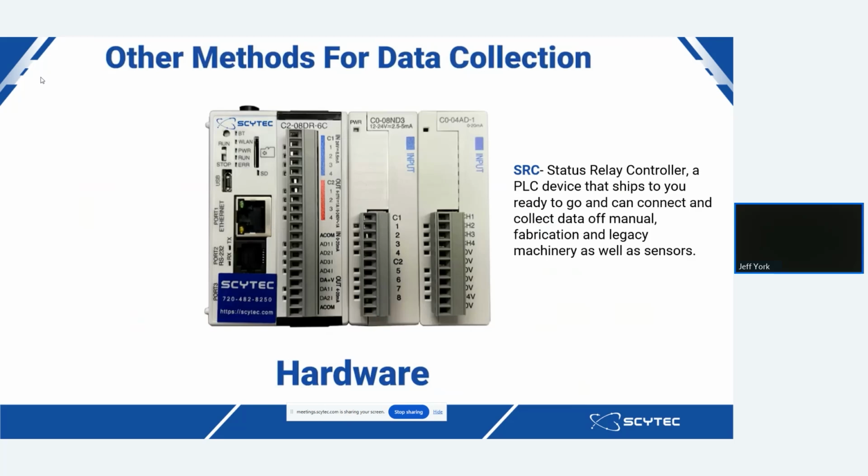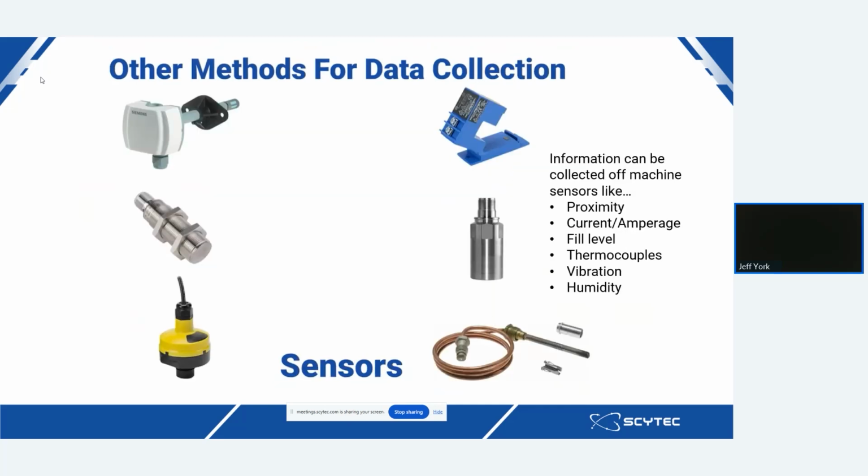And if we can't utilize any of those protocols that I just mentioned, we have other ways of collecting information off of machines, including what you're looking at here, which we also have an individual webinar based on, which is our SRC status relay controller, a PLC device that ships to you ready to go, pre-programmed. You can basically go into the back of your electrical cabinet on a machine, hook one of these onto a DIN rail, and then wire into a sensor, including things like a proximity sensor, current amperage sensors, fill level, thermocouples, vibration, as well as humidity. And these are just a small smattering of sensors that DataXchange can pull information off of.